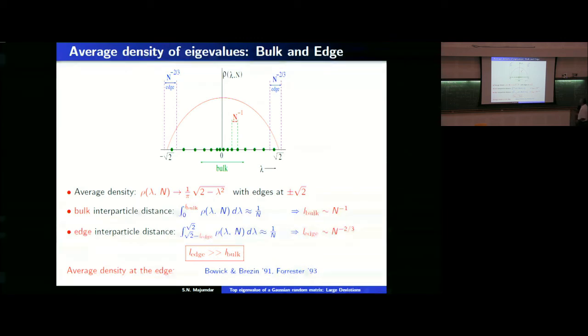Okay? And so you can ask, what happens for finite but large n? Can I actually calculate this average density? Okay, and this was actually done. It was done by Bowick and Brezin first, and then Forrester and many other people in the early 90s, 93, 94. And so this is sort of random matrix theory till then.